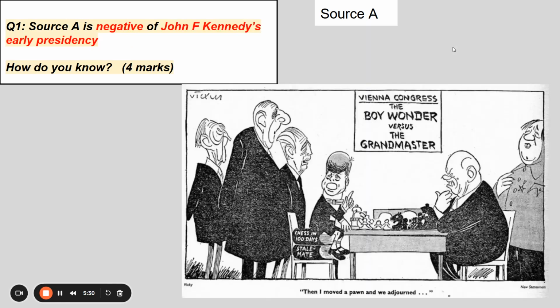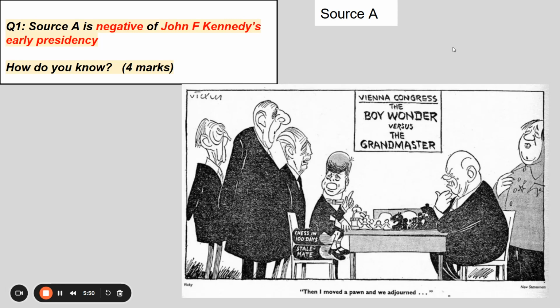We've got another one here. How do we know that this source is negative of John F. Kennedy's early presidency? So we have got here Kennedy in a meeting with Khrushchev. We can see the poster on the wall, the Boy Wonder, hinting at Kennedy's young age. Remember, he was in his early 40s, against a grand master of political experience like Khrushchev.